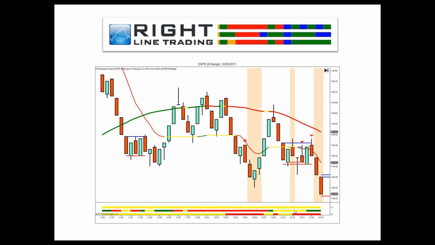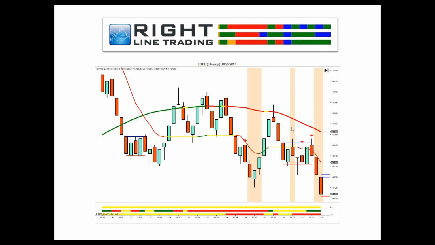The correlative markets are all different colors, yellow, and look what happens to Expedia. It's all over the place. There's no low-risk trades on the chart. And this is what happens when those forces don't align. That's when the market tends to move and chop.